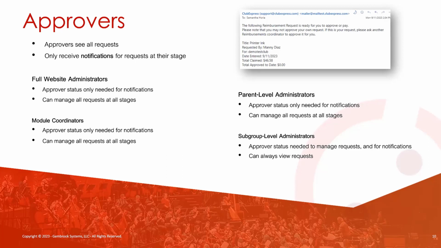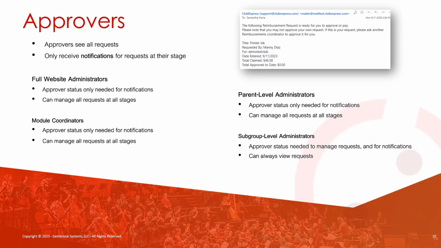Now, at the top right-hand corner, you can see an example of what that approver notification is going to look like. So for all of you wondering what that looks like for the approver when they get that email letting them know that there's an expense available: the following reimbursement request is ready for you to pay, and it lets you know what the very basic details are for that particular request.